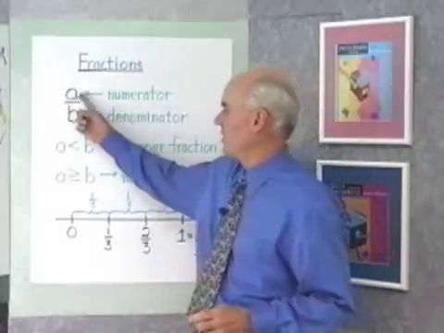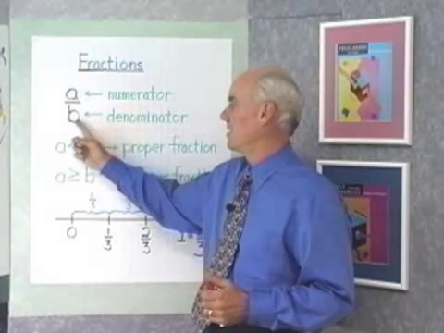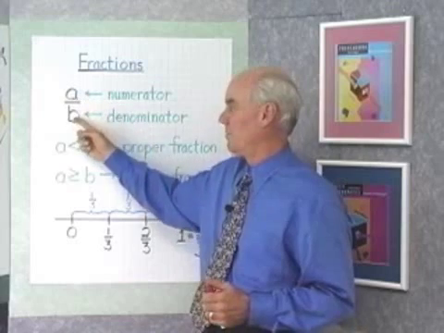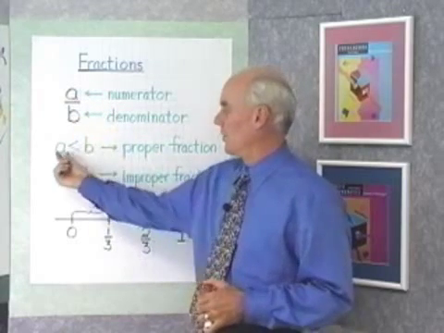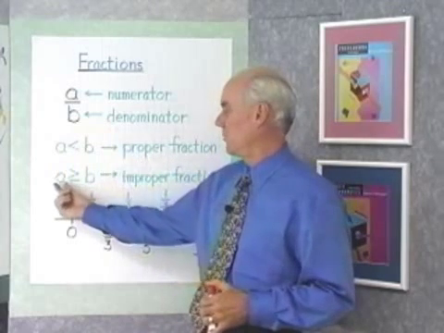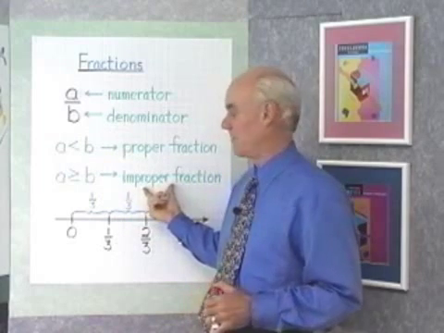Over here I've written the fraction a over b. The number on top, a, is called the numerator of the fraction. The number b that's on the bottom is called the denominator of the fraction. Both a and b are called terms of the fraction. When the numerator is less than the denominator, we have what's called a proper fraction, and when the numerator is greater than or equal to the denominator, then we have what's called an improper fraction.